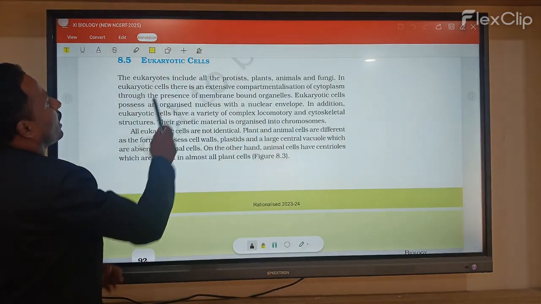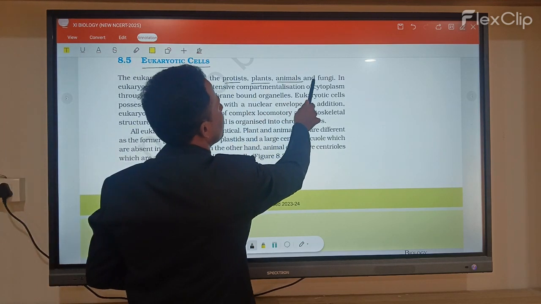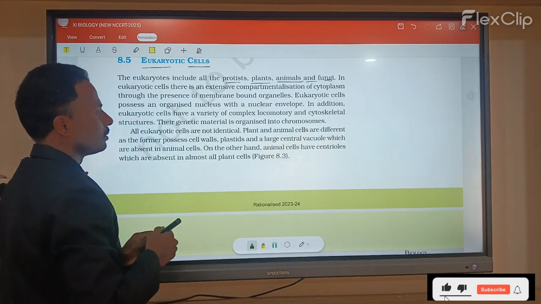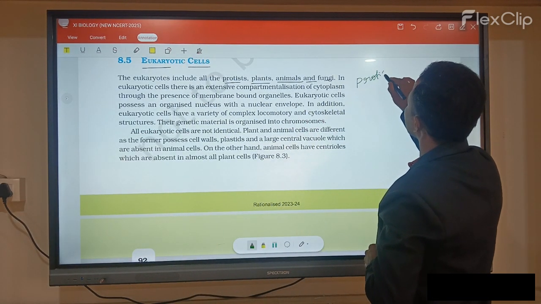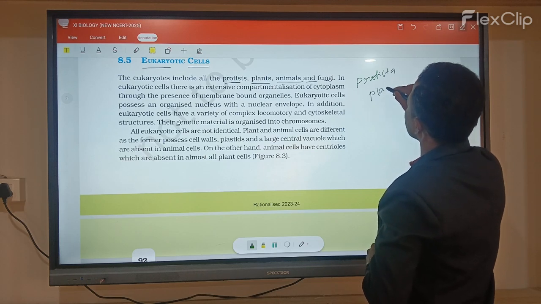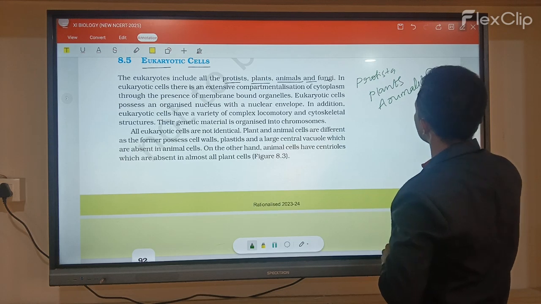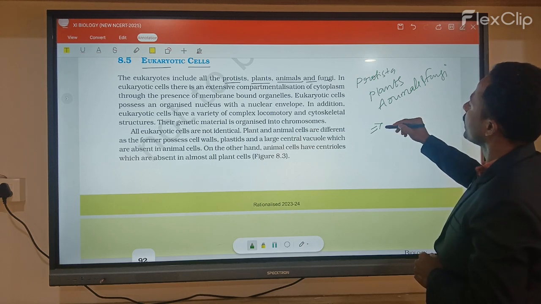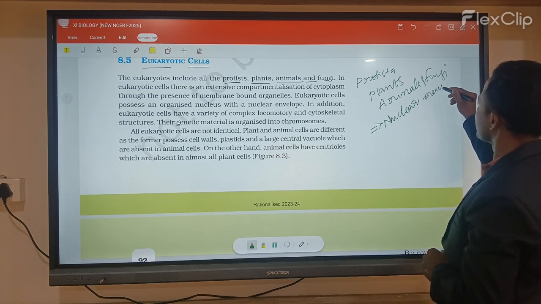In that, eukaryotic cells. Eukaryotic cells include protists, plants, animals and some fungi groups. Already you know that eukaryotic cells are mostly protista, plants and animals, and fungi are also present. Fungi are included here because they have a nuclear membrane present.